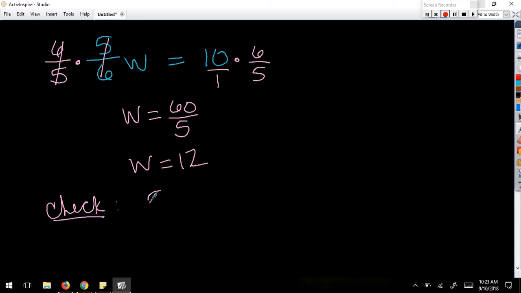So again, 5 over 6. You'll want to put it in parentheses if you've got a scientific calculator. Does that equal 10? Yes, it does on our calculator, so we're good to go. In the original, that's what we got, so we plugged it in for W. Just to check to make sure. 60 divided by 5.